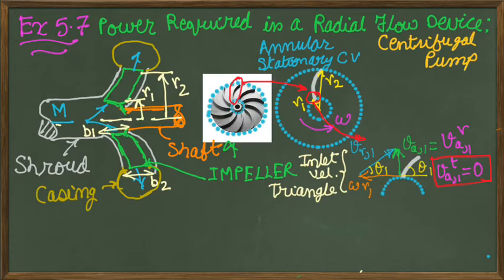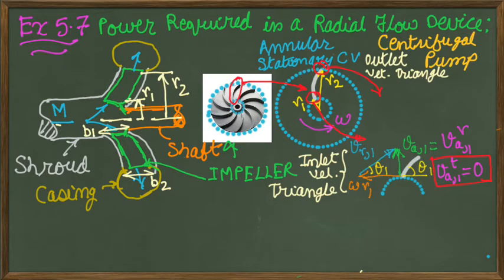Similarly, we will draw the outlet velocity triangle, and thereafter we will apply the angular momentum analysis, where we will consider this VA1T, which is a tangential velocity which contributes to the moment and will correlate with the torque acting on the shaft. So at the inlet, note that VA1T is 0. Similarly, we will draw the outlet velocity triangle and obtain VA2T. 1 we are considering for inlet and 2 for outlet.